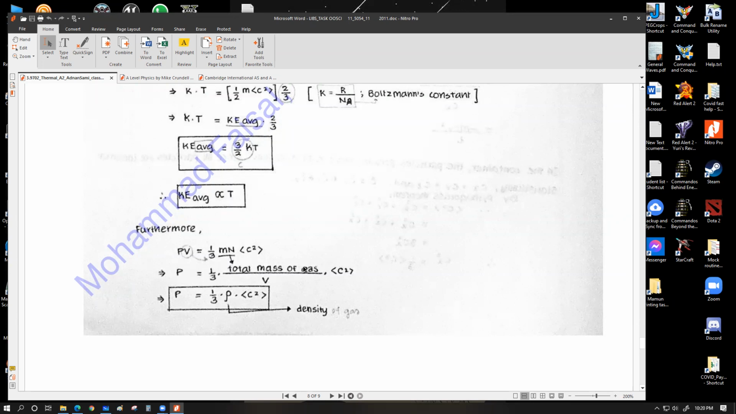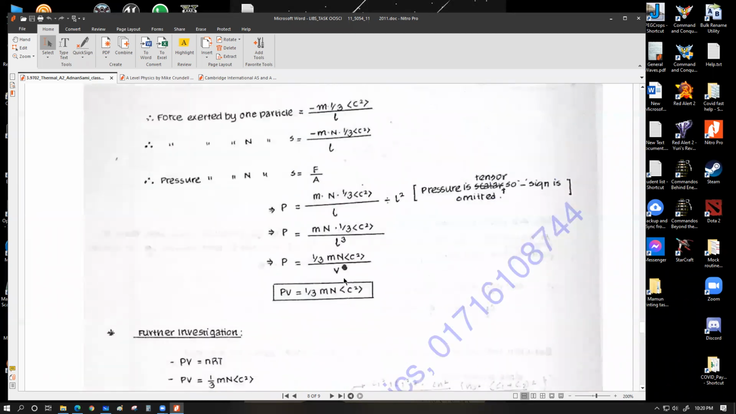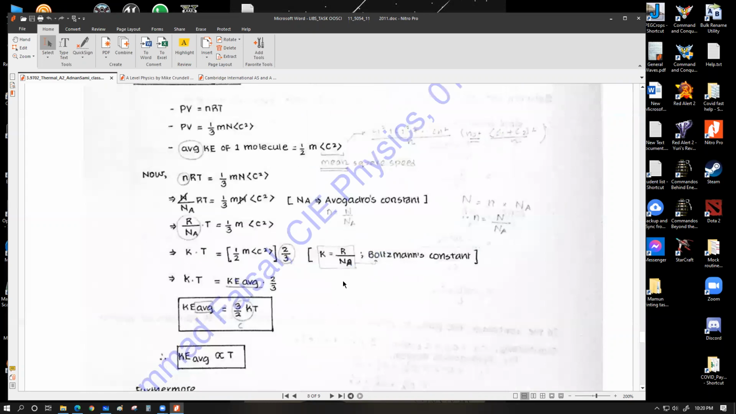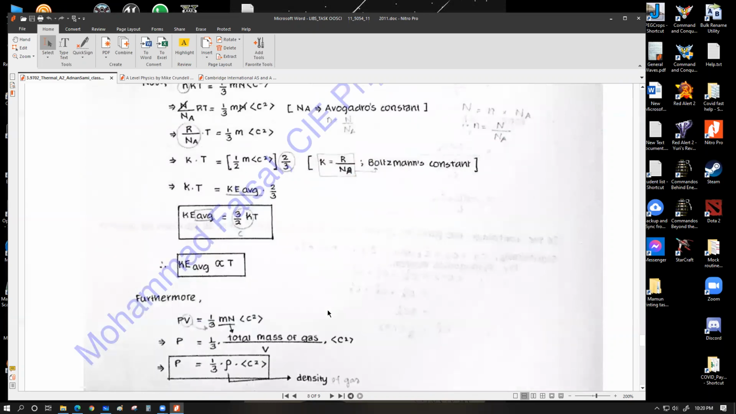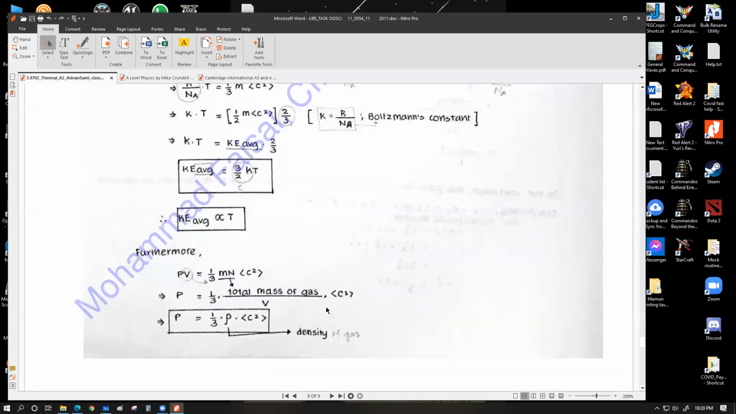I didn't use any symbol over here because I didn't want to confuse the kids, so I wrote the whole thing in words. Total mass of the gas divided by volume, and total mass divided by total volume basically gives you the density. So pressure of a certain gas can also be expressed as P equals 1/3 rho c squared, where rho means the density of the gas. These equations that you can see over here, which I put in the box, will come in very helpful for the mathematical calculation.